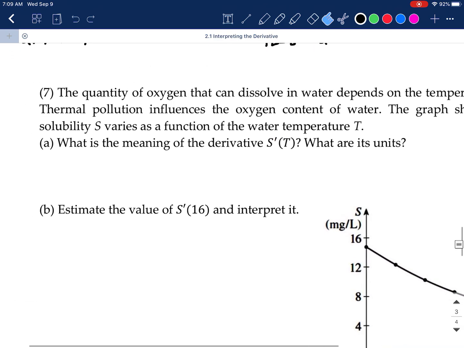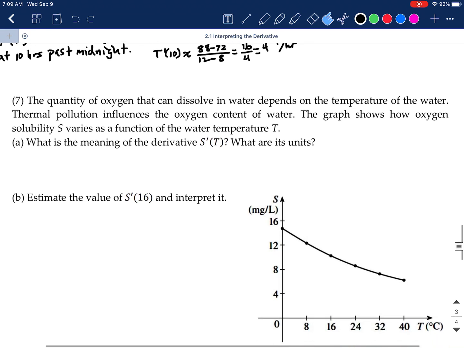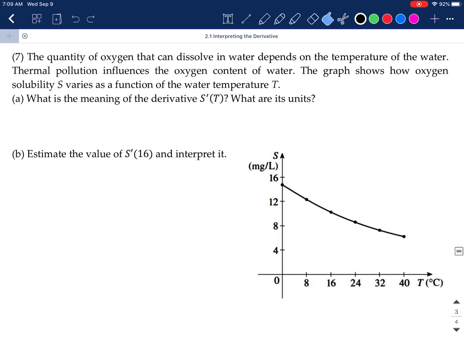All right. So going to number 7, 7's a similar problem. So the quantity of oxygen that can dissolve in water depends on the temperature. So thermal pollution influences the oxygen content of water. So the graph here shows how oxygen solubility varies as a function of the water temperature. So as temperature increases, solubility is going to decrease, it looks like. So oxygen solubility. So keep in mind the units here. So for these application problems, we've got milligrams per liter is the y-axis. So it's this ratio value, and then temperature in Celsius now for this example.